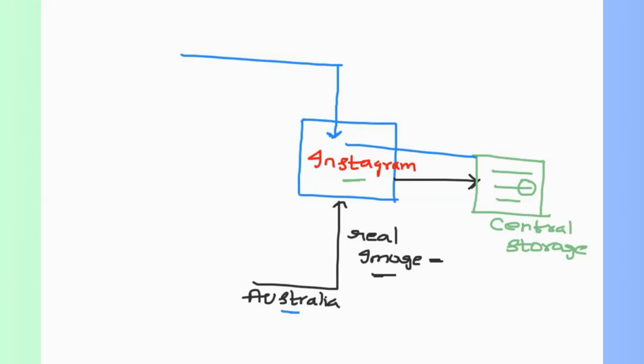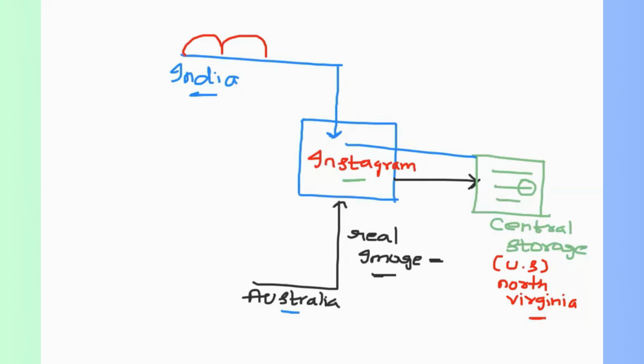So without a CDN, if you follow this approach, what will happen for this person in India? Let's say Instagram's central storage system is somewhere in the US, say North Virginia, just for example. For this person in India to access this image, the request would go through multiple routers, multiple hops, reach the Instagram server, and from there again go through multiple hops and reach this system, right?